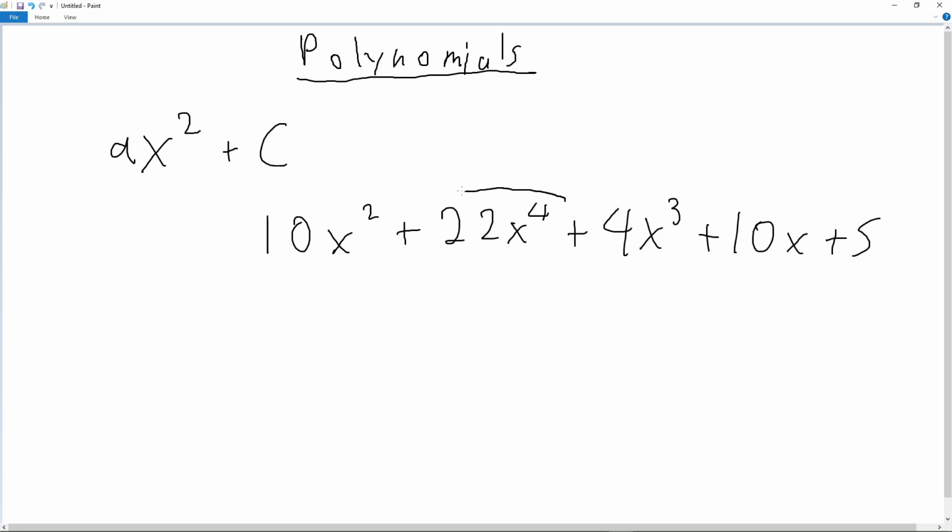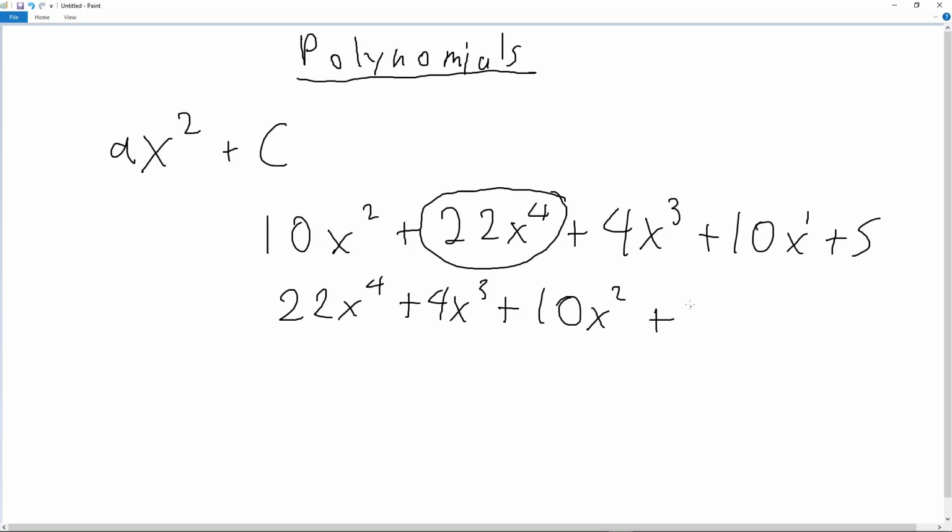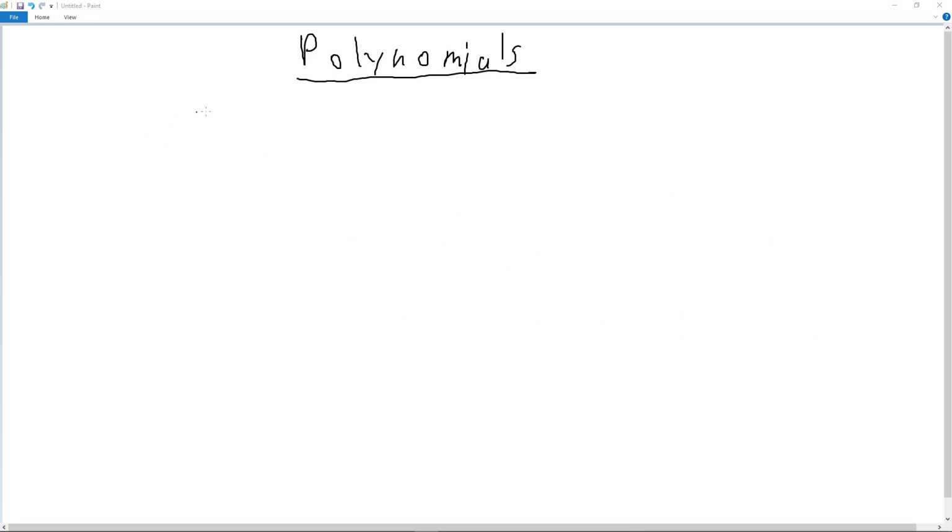In this case, this term has the highest degree since the 4 is bigger than the 3 and the 2 and the 1 right here. So we can rewrite this as 22x to the 4 plus 4x to the 3 plus 10x squared plus 10x plus 5. Polynomial functions are always continuous. This means that there are no gaps at all.